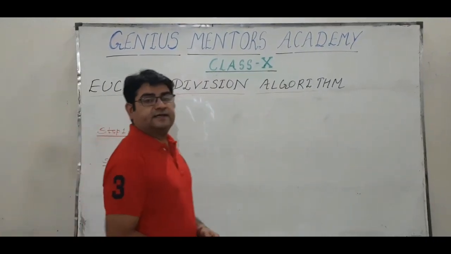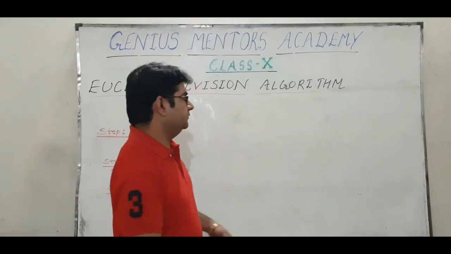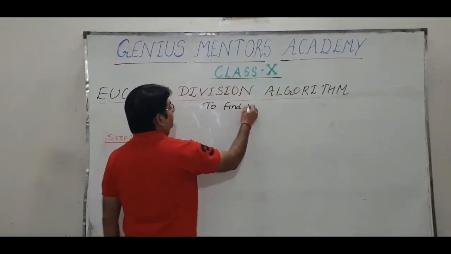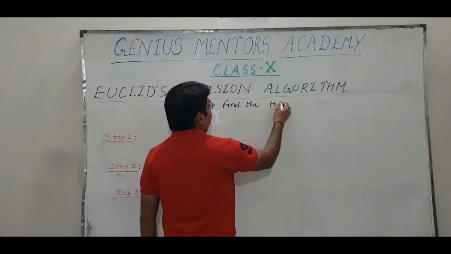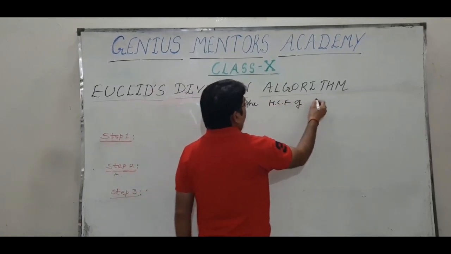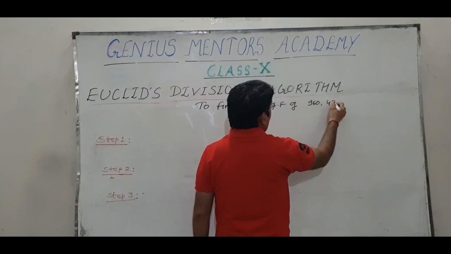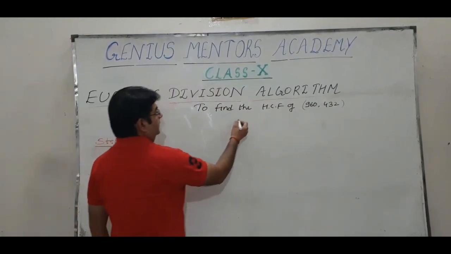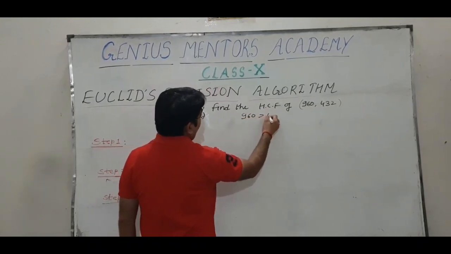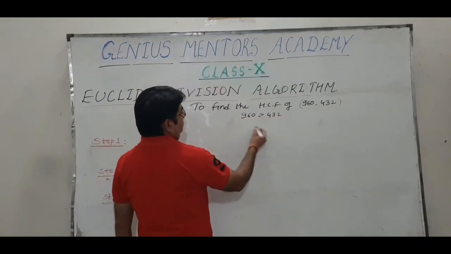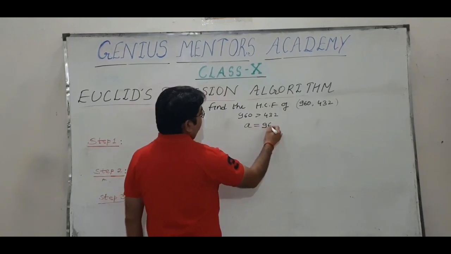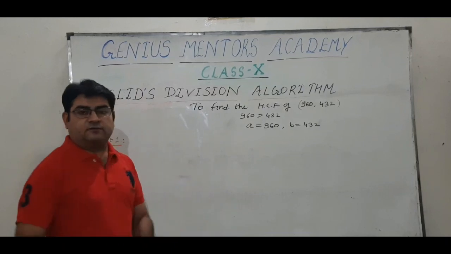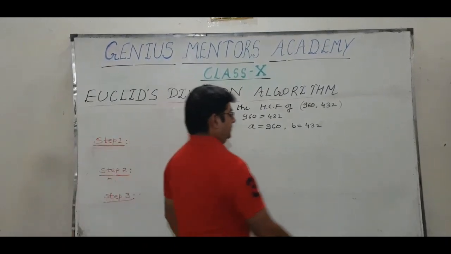Suppose we have to compute the HCF of 960 and 432. Here 960 is greater than 432, so a is 960 and b is 432. First we are solving by the division method.